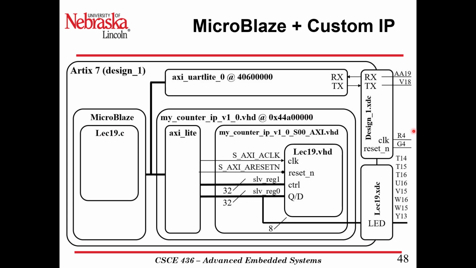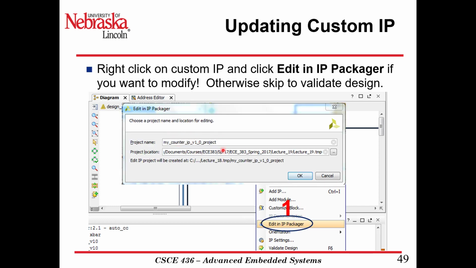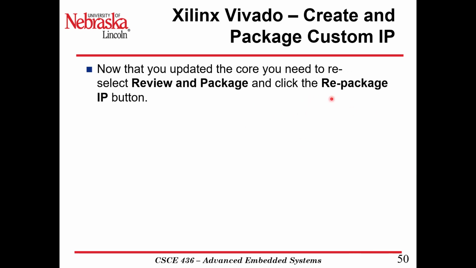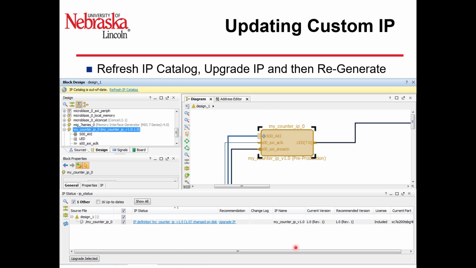Okay, so now we created our design and dropped it in. If we wanted to go back in, we could right-click on it and edit in IP Packager if you wanted to modify it. So when you're doing the homework, you can modify it to add your roll signal. You edit in IP Packager, and it'll open a new project where you can re-edit all the files and then repackage. Make sure you repackage the IP after you're done. You're going to have some errors, so you merge all the changes and then repackage your IP.